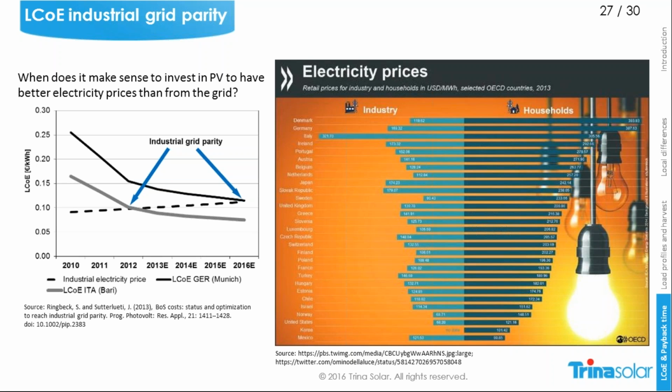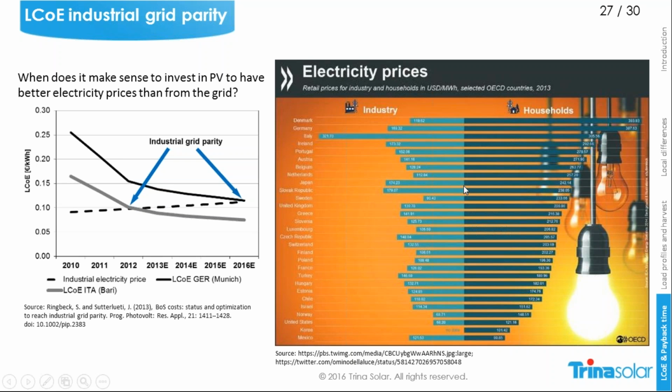If you take a look at the industrial grid parity, here it's an example from the electricity price. I assume starting from roughly 9 cents, going slightly up over the years, and then the levelized cost of energy for Italy and Munich, and then you can see here when the expected break-even points are. That means that the system costs are on a level and the module efficiency is on a level so that you can produce energy below the grid parity, in this case the industrial grid parity, to have advantages for this kind of customers.